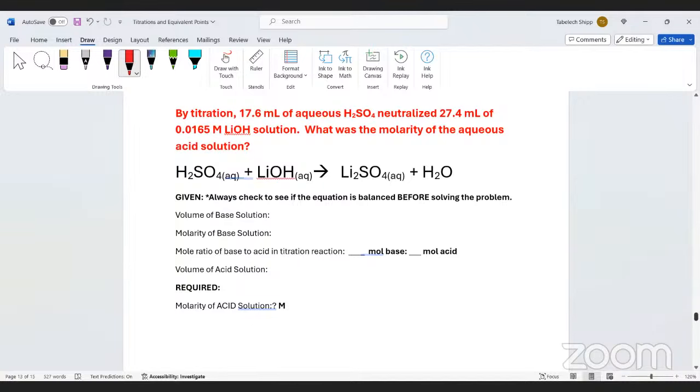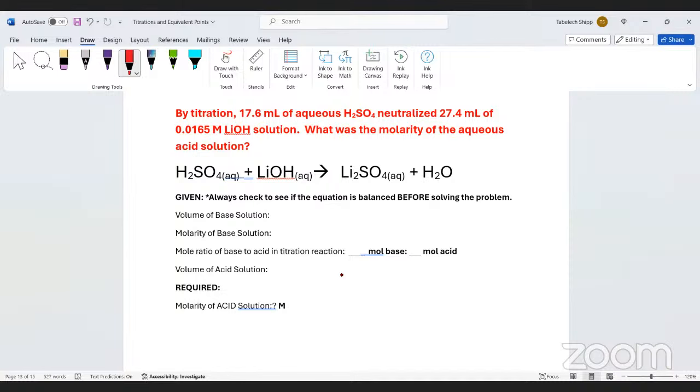It says by titration, 17.6 milliliters of aqueous H2SO4 neutralized 27.4 milliliters of 0.0165 molarity LiOH solution. What was the molarity of the aqueous acid solution? Now, let me tell y'all something. Notice I did not tell you what was the acid and what was the base. I didn't give y'all that, right?